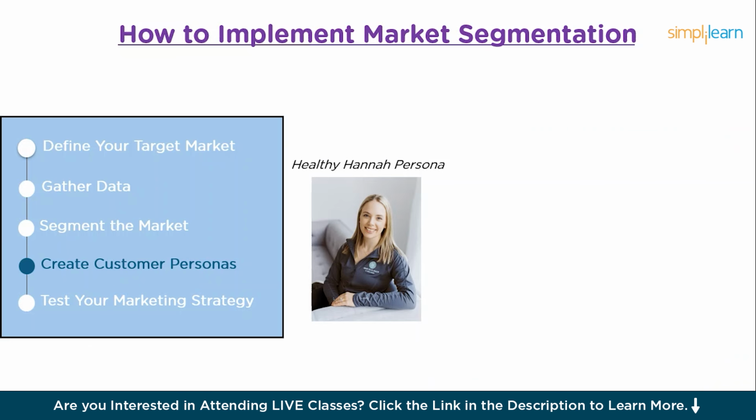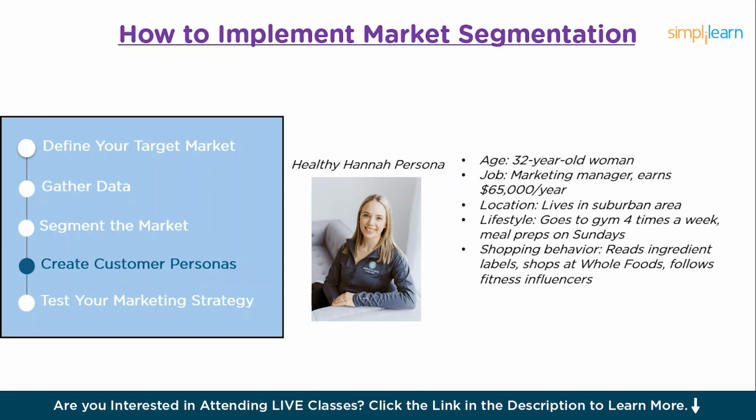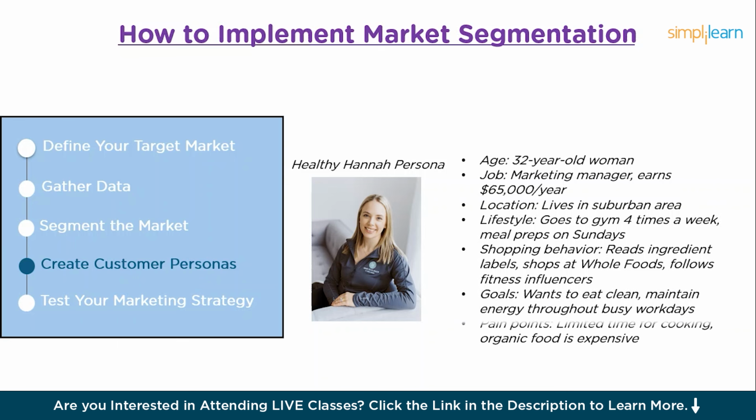Now let's take an example, a persona called Healthy Hannah. She is a 32-year-old woman, a marketing manager who earns around $65,000 per year, and she lives in a particular area. Her lifestyle is going to the gym 4 times a week and meal prepping on Sundays. Her shopping behavior includes reading ingredient labels, shopping at Whole Foods, and following fitness influencers. Her goals include eating clean and maintaining energy throughout busy work days. Her pain points include limited time for cooking and expensive organic food, and her values include health, sustainability, and quality over quantity.